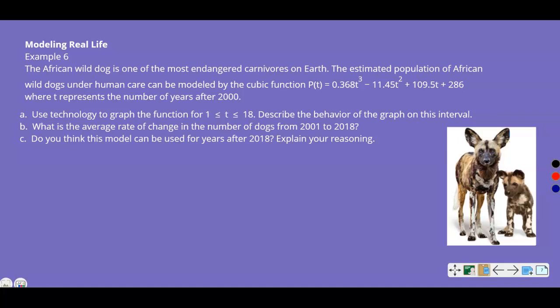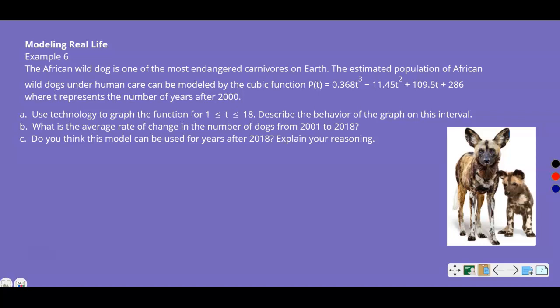Graphing cubic functions, part 3. This is example 6, modeling real life. The African wild dog is one of the most endangered carnivores on Earth. The estimated population of African wild dogs under human care can be modeled by the cubic function P of t, where t represents the number of years after the year 2000.